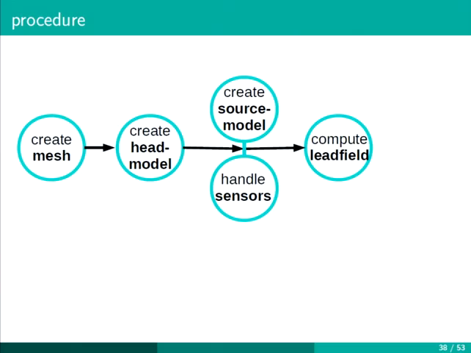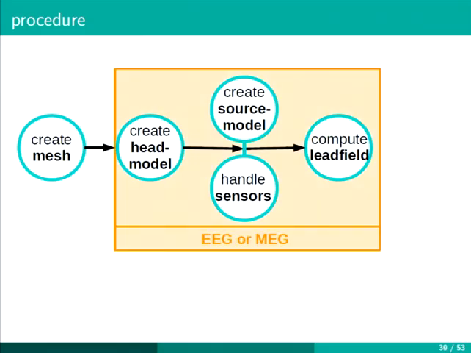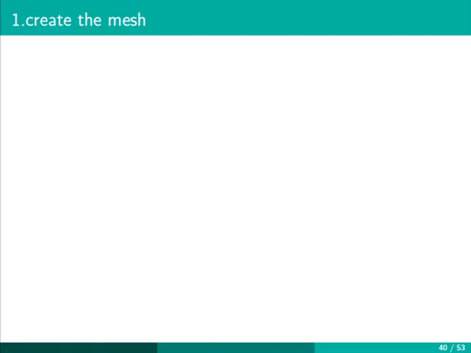And this will then be fed to the inverse part, which will follow, where Simon will talk about that. These are the parts that are EEG or MEG dependent. The mesh itself can be created independently of the procedure that you want to use, while from the head model on, we have to switch and do either EEG or MEG.